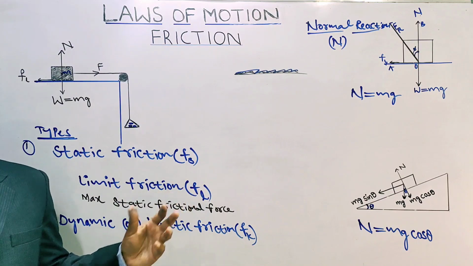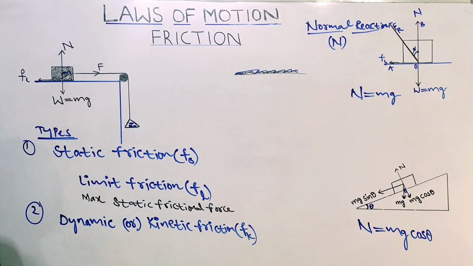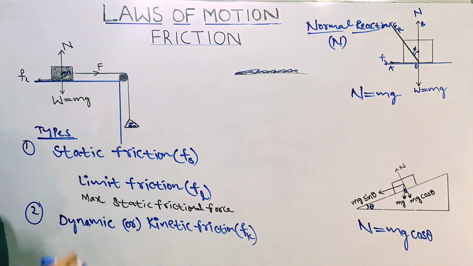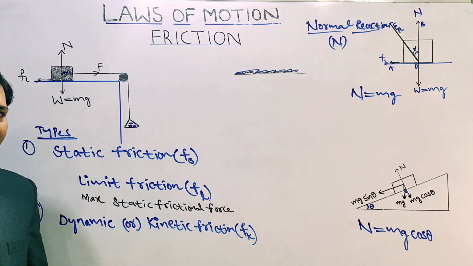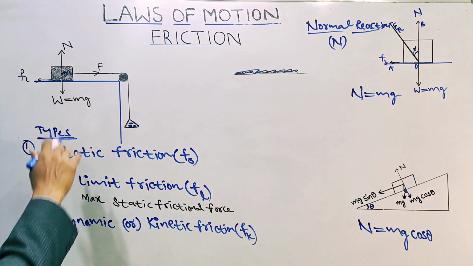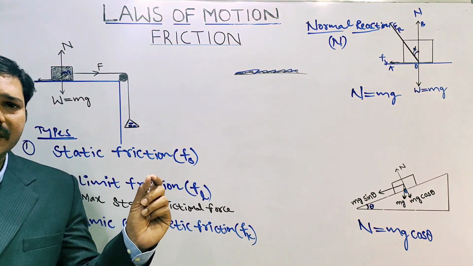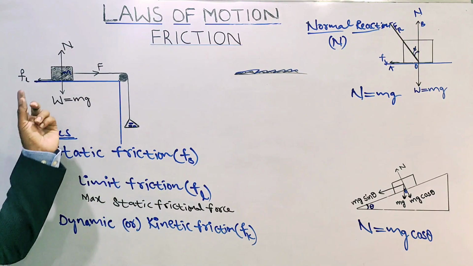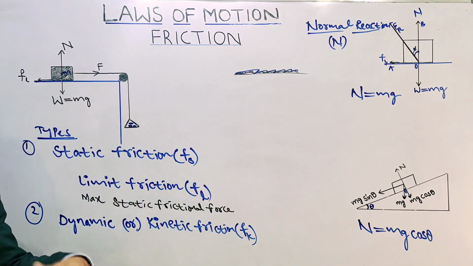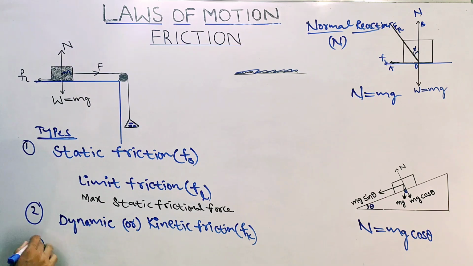Another type is rolling friction. Rolling friction means that instead of this block, we arrange a roller, like a cylindrical or circular shape, or a sphere, any roller. Then, for a little amount of load, the body rolls on the surface. That frictional force is called rolling friction. The third type is rolling friction.